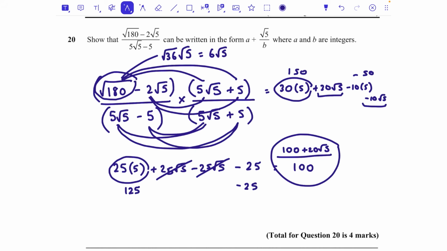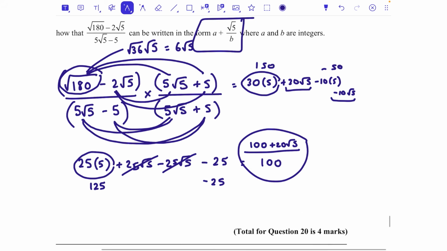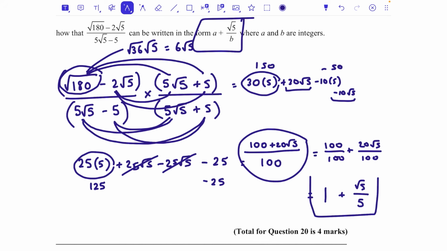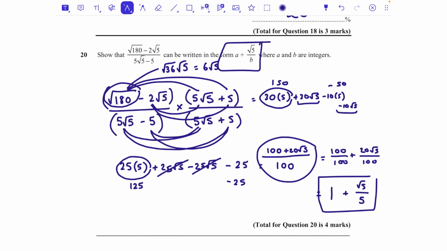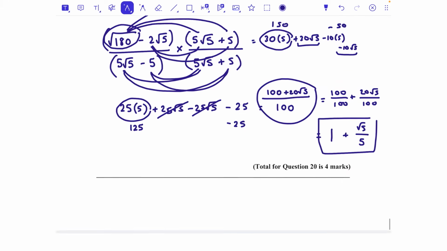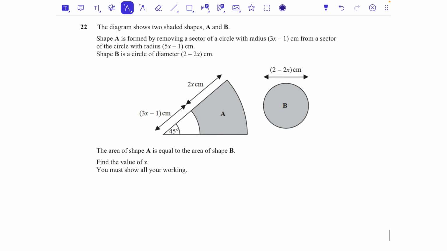There we go. Now they've asked me to make that in this format, which means that we're going to take that big fraction and split it into two parts. So it's 100 over 100, add 20 root 5 over 100, which is going to be 1, add, and then this one we can divide by 20 top and bottom, root 5 over 5. And now it's in the format that they asked for it. Okay, very, very tricky version of rationalising surds there. So if that is something that you find challenging, rationalising surds is the topic there, particularly with two terms on the bottom like that one had.